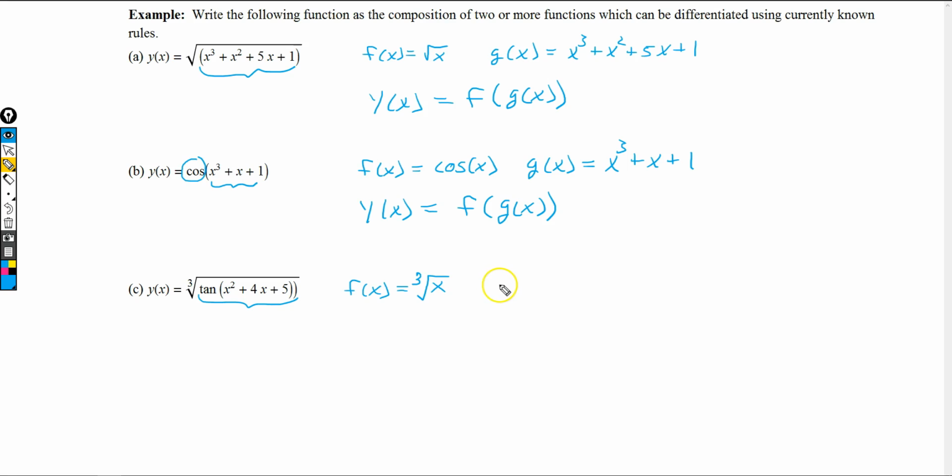And then we're going to let g of x be the tangent, but we're not going to say the tangent of all of this. We're just going to say the tangent of x. And then we're going to let the very inner piece, which is this x squared plus 4x plus 5, be another function. We'll call that h of x.